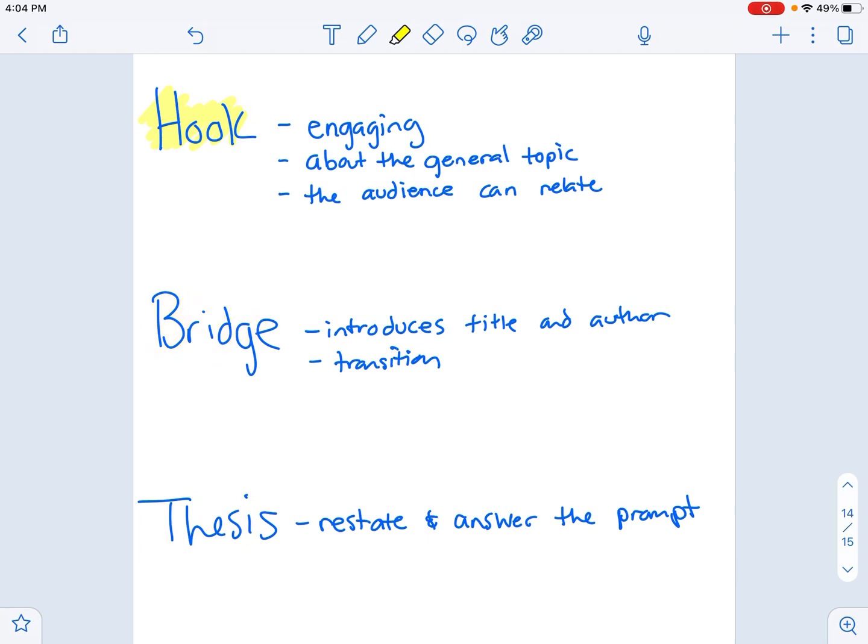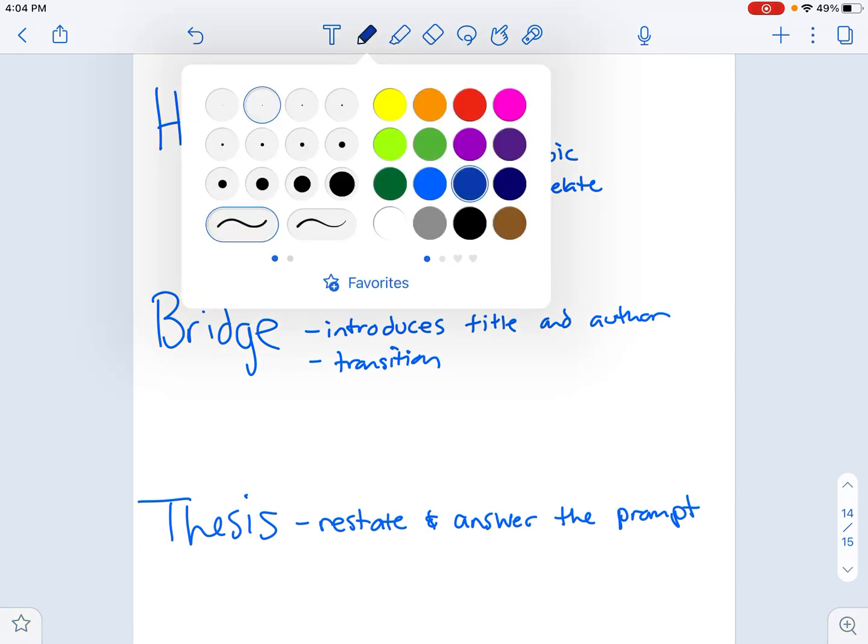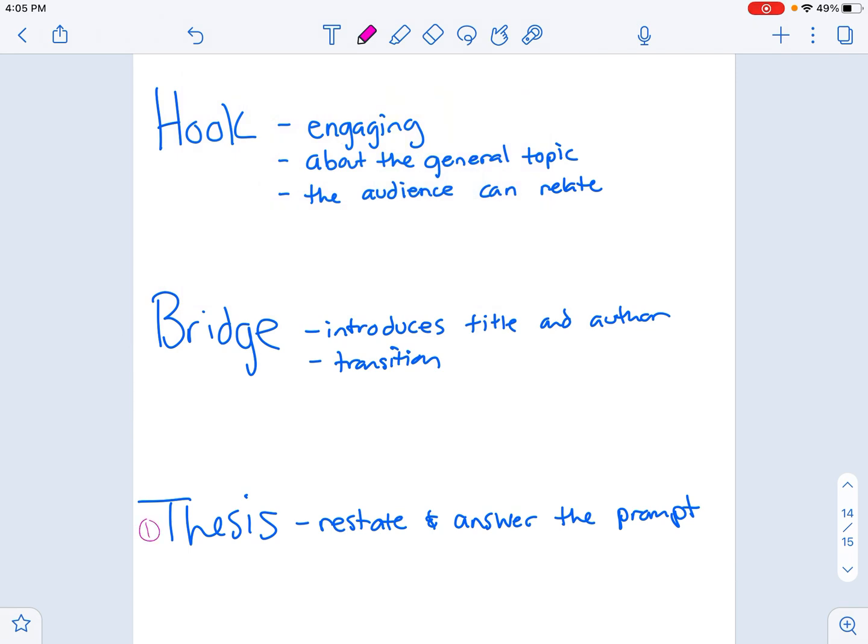I actually like to begin, I go in a weird order, and it kind of helps me though, so I'll write it down for you. I start with the thesis, then I write my hook, and then I finish with the bridge. So ultimately, when we see the paragraph written out, it needs to go hook, bridge, thesis in that order, but I don't necessarily write it in that order. And here's the reason why. Our thesis starts by looking at the prompt, and I think that's an easier way to get started, okay?